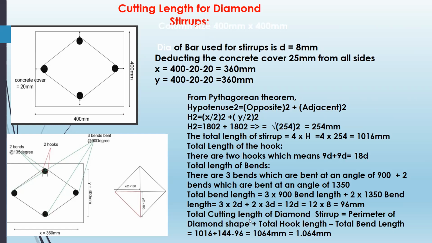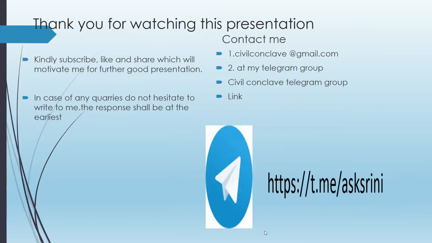So the total cutting length of the diamond stirrups will be the perimeter of the diamond shape plus total hook length minus total bend length. That means 1016 plus 144 minus 96. That is 1064 mm.